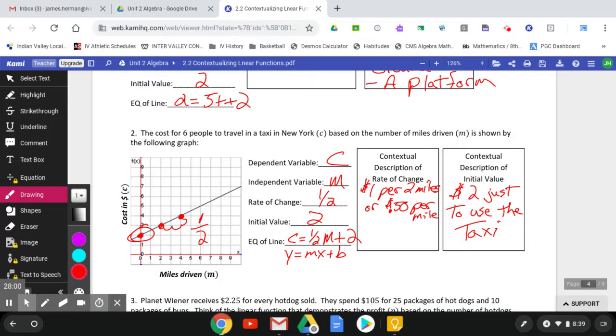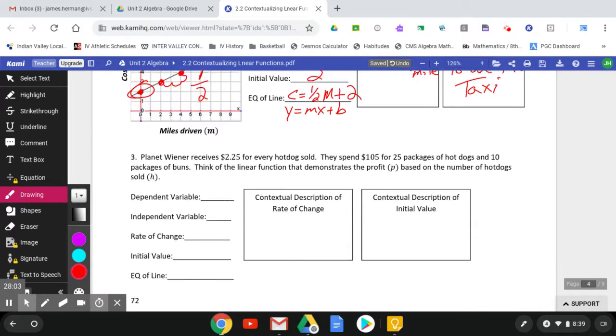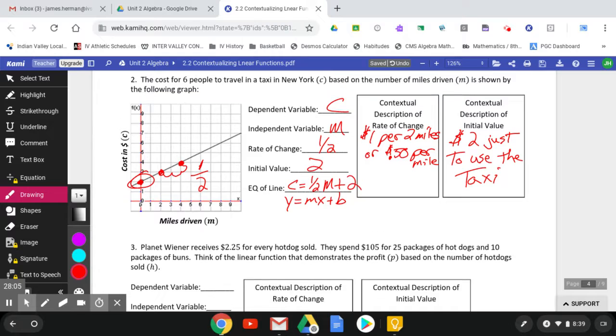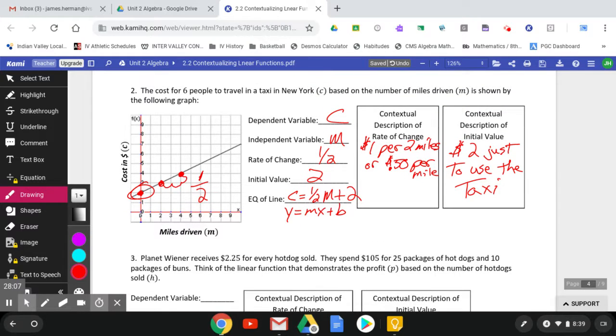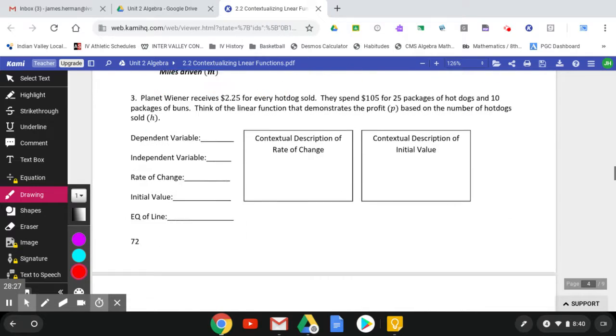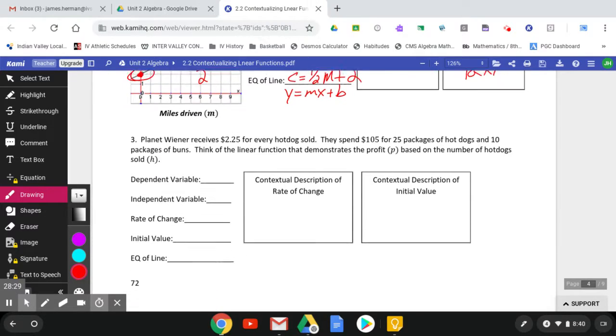Cool. The last thing I have to do is situation. Yes, go ahead, Ryan. Because it was right here on the graph. My initial value is here. It's got to be my y-intercept, so I use my graph. So I know that it's going to be 2. And it's $2 because it's costing dollars. Good question. The last way that you have to do it is from a situation.